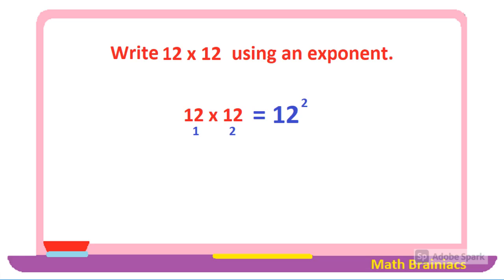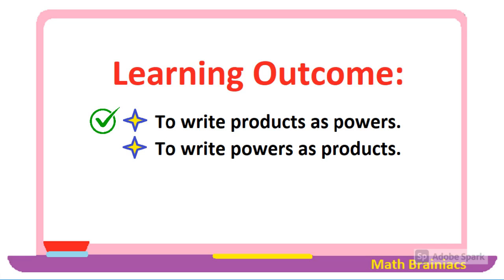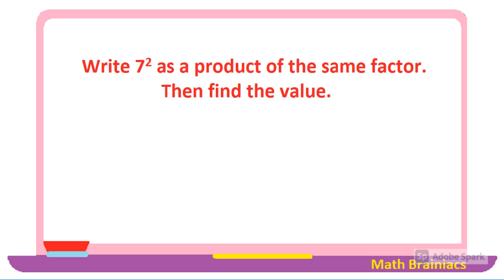It is easy, right? Just identify how many times you are going to multiply the factor, and that will be the exponent. In this case, we have learned already how to write products as powers. We better begin how to study writing powers as products. Let us work on this example so that you will be guided.